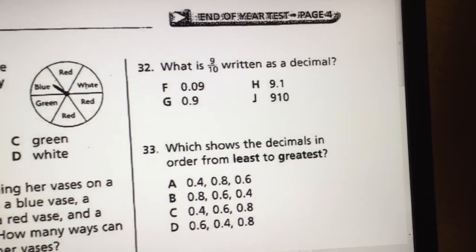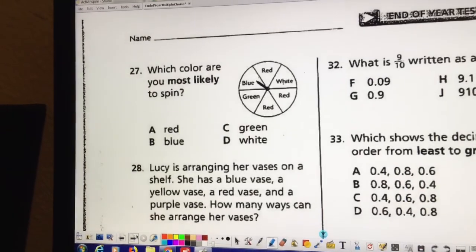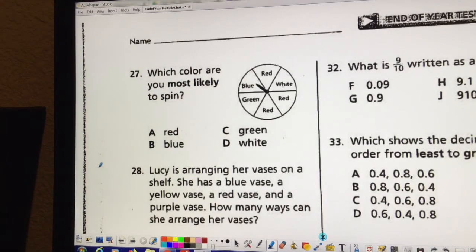Okay, 27, last page. Which color are you most likely to spin? Like, which one are you going to be most likely to land on? You have a red, a white, a red, a green, a blue. So I'm kind of taking a look at this, right? Red, red, red, blue, green, or white. What color are you going to be most likely to land on? Taking a look at that spinner. Red, blue, green, or white.